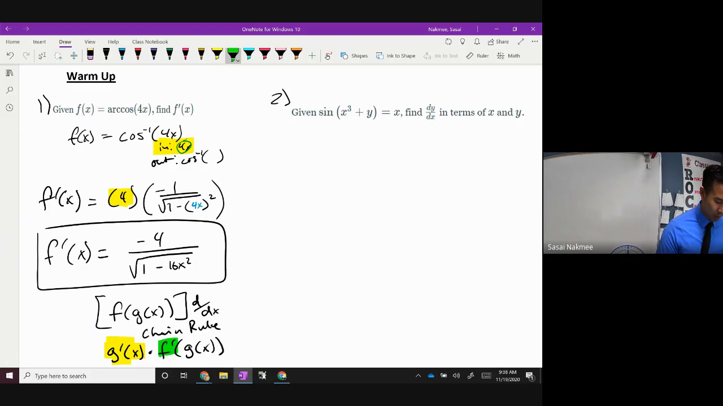So the derivative of your inverse cosine is a bunch of those rules that I had you memorize, that I was trying to tell you to memorize.